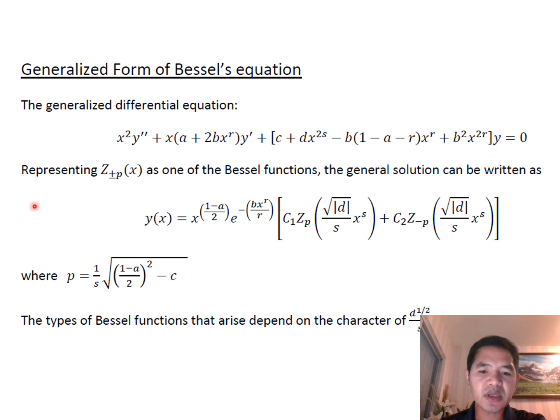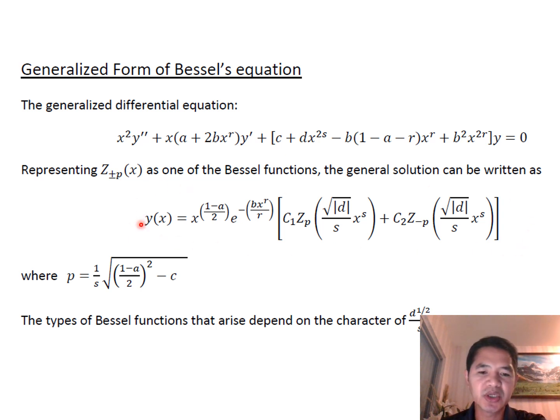Then in this case we can represent the solution using z plus or minus p of the function x as one of the Bessel functions. In this form, we haven't defined whether it's going to be J, or Y, or K, so we can just write z instead of those values. And the general form is going to be like this.